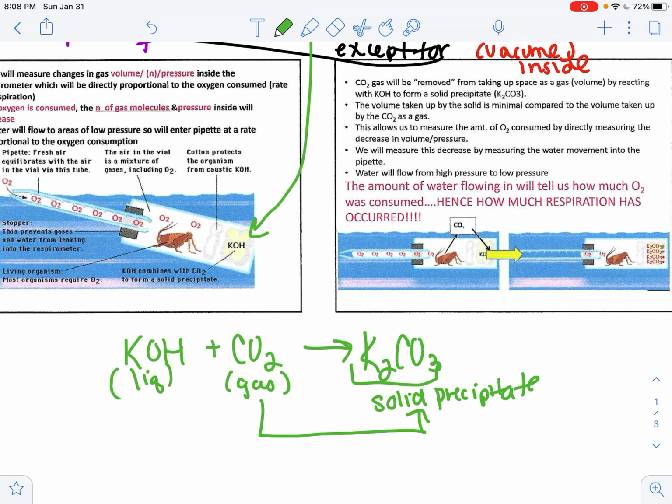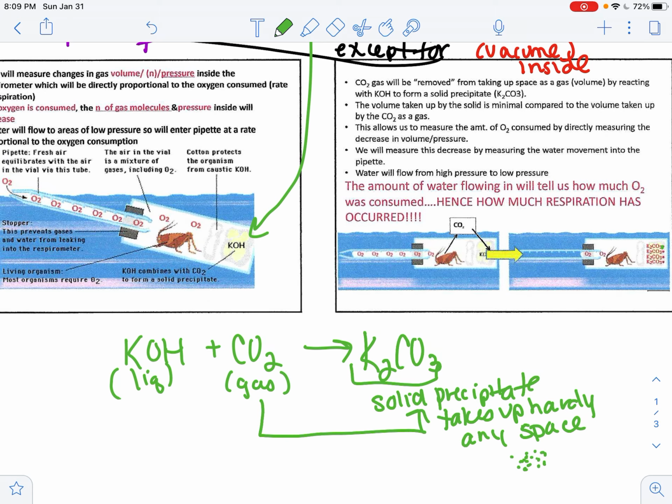This takes up a lot of space, a gas. A solid precipitate takes up hardly any space or volume in that thing, in that respirometer. It's actually like, think of it like sand crystals. So I took a gas that would take up the whole container, the volume of the container, and I turned it into like a sand crystal.